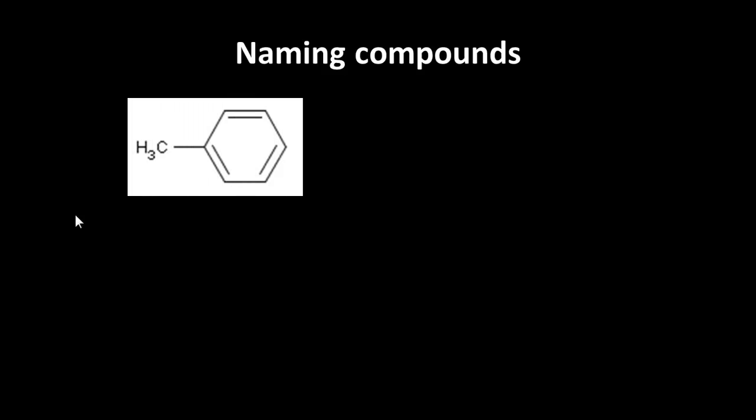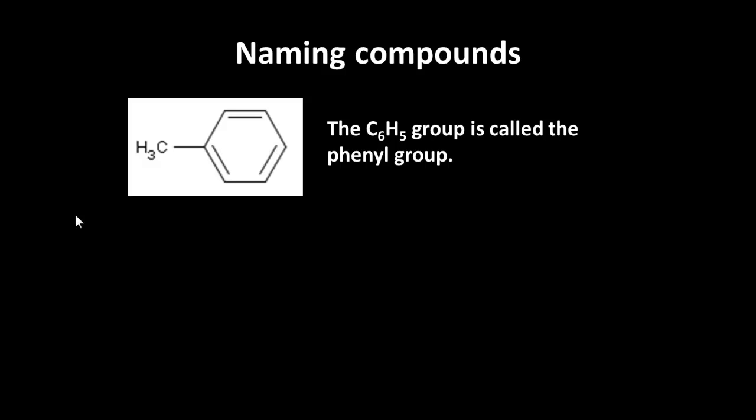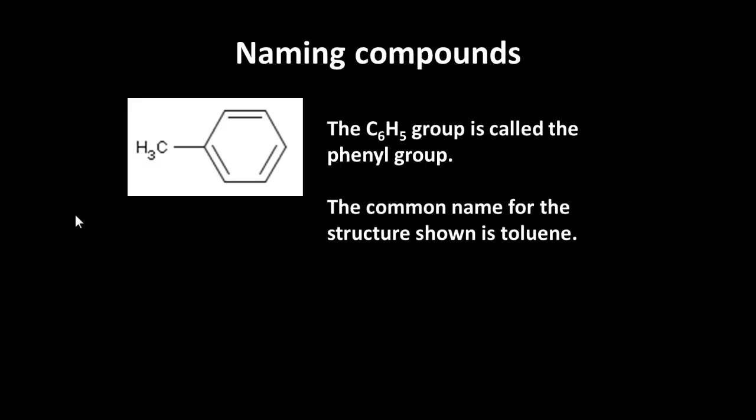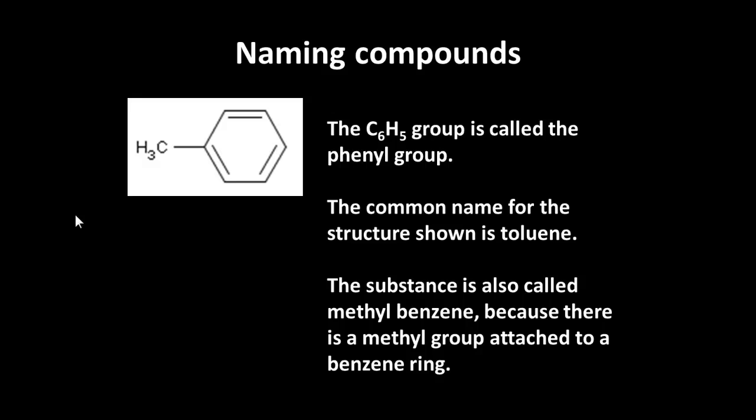So here's a nice simple benzene ring with something attached. How are we going to name it? We can see that it has a CH3 attached to it. So the first part is a C6H5 group, and that's a phenyl group. The common name for this particular substance is in fact toluene, but the name we would probably use is methylbenzene, because it's a methyl group attached to a benzene ring.